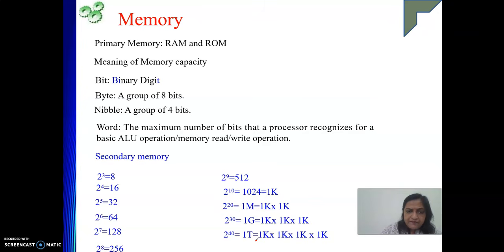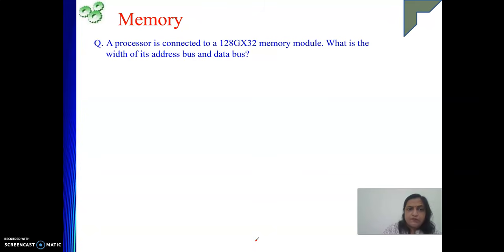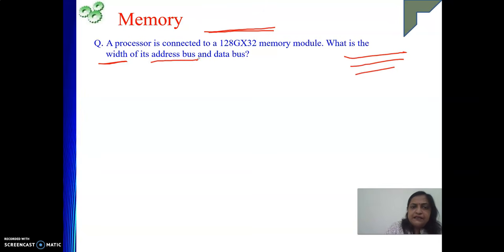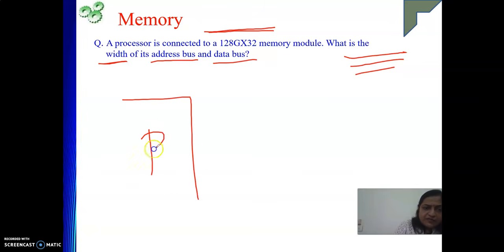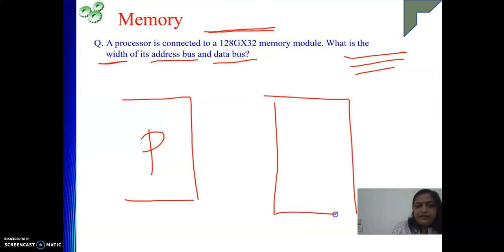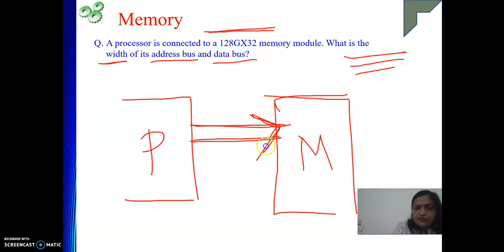So see, why I have discussed this, you will understand. I am going to do one small numerical here. A processor is connected to this size memory module. Then they are asking, what is the width? Width means how many bits are there in the address bus and the data bus, right? What is this numerical telling us? One processor is connected to one memory, and whenever you have a memory module, it will have some address lines coming to it. So the processor will give address information and that will point towards memory.